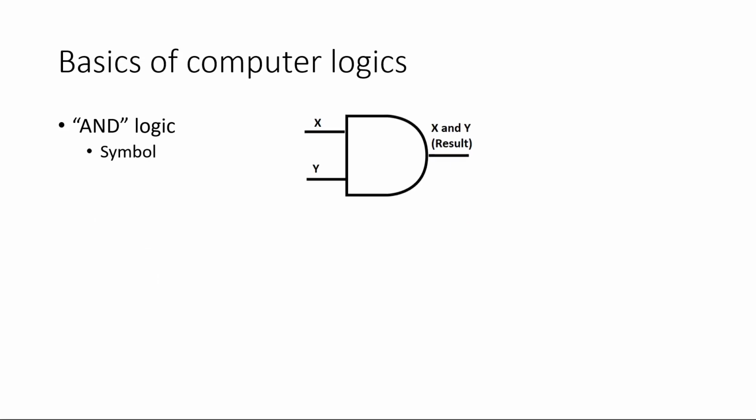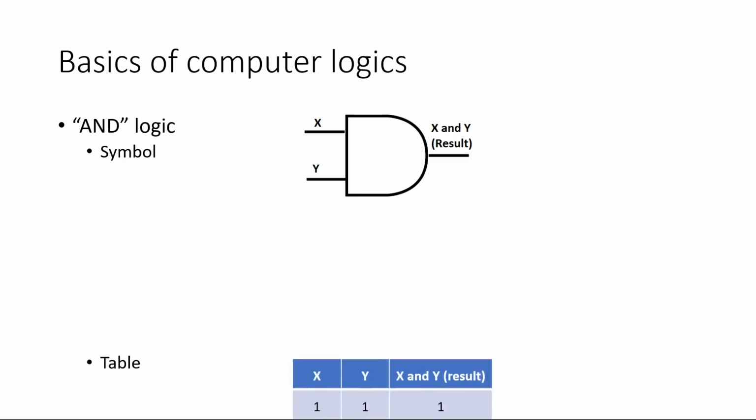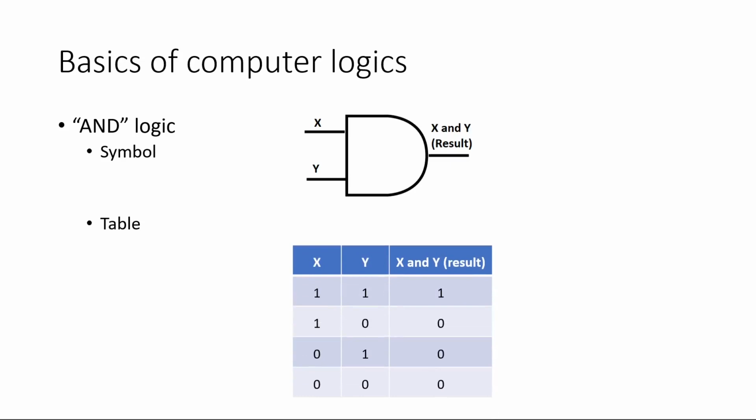As you see, it has two inputs, X and Y, and there's one result. To explain it, I made a table. If the input of X is 1 and Y is 1, the result will be 1. That makes sense. If X is 1 but Y is not 1, X and Y are not both 1, so the result is 0, right? That makes sense. And the same goes for the rest.